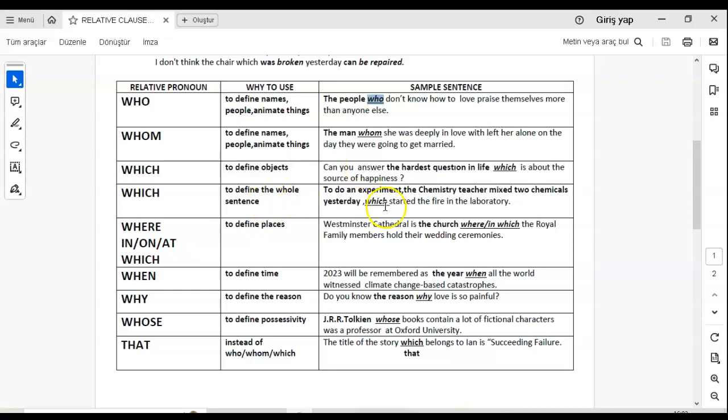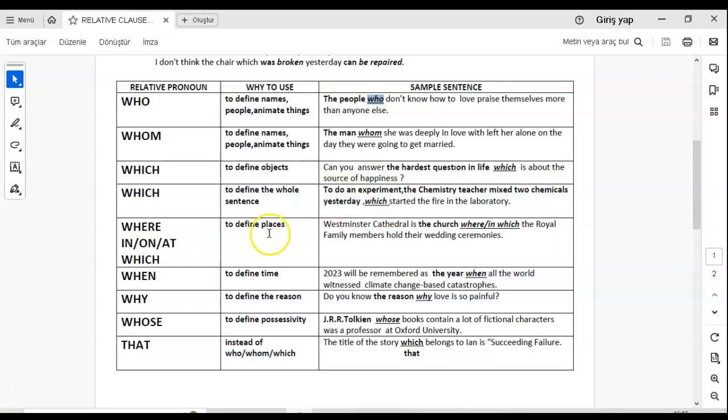For example, you say, which started the fire in the laboratory? What started the fire? Let's see. Is it the chemistry teacher? No. Is it the chemicals? No. But it is absolutely to do an experiment. The chemistry teacher mixed 2 chemicals yesterday, and this started the fire in the laboratory. And so here which defines all the sentence that comes before it.